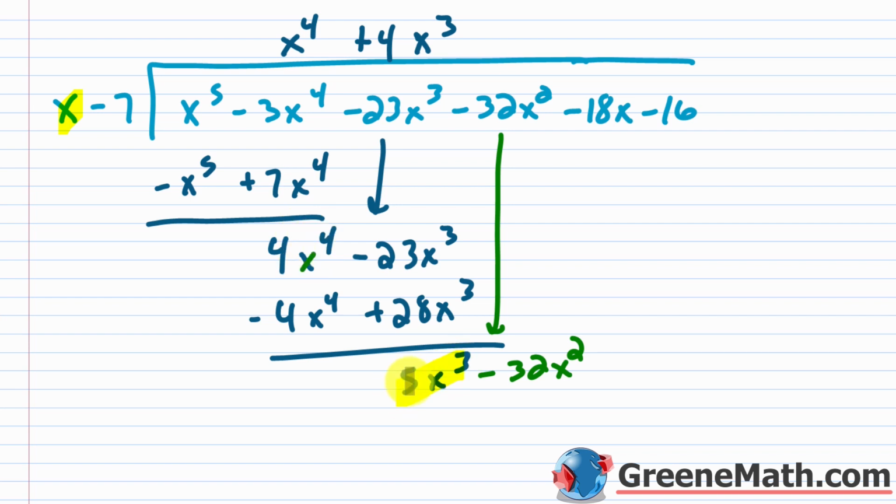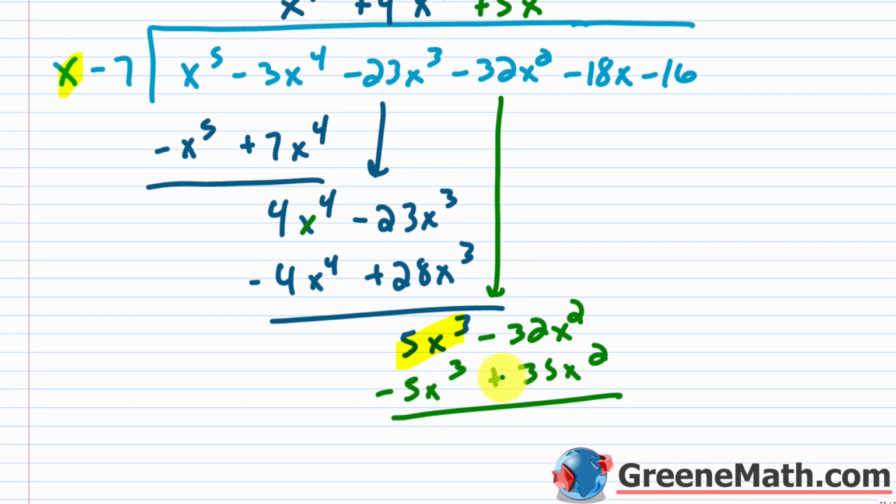So I'm going to go 5x cubed divided by x. So of course, I'm going to have 5. So let's put plus 5. X cubed divided by x is going to be x squared. 5x squared times x is 5x cubed. And then 5x squared times negative 7 will be minus 35x squared. So we're going to change this to minus and this to plus.